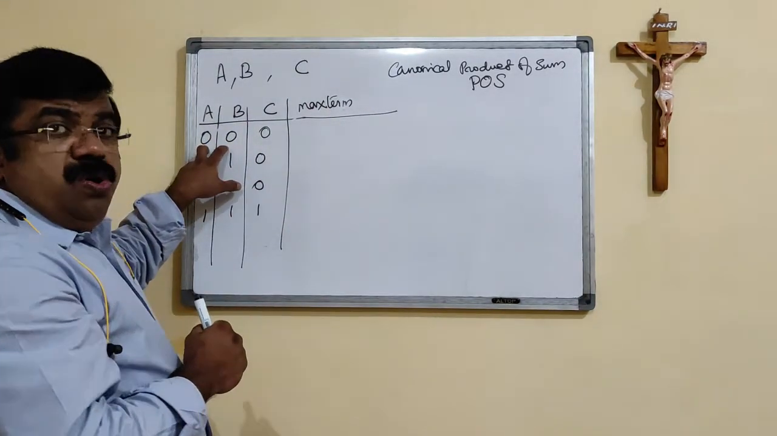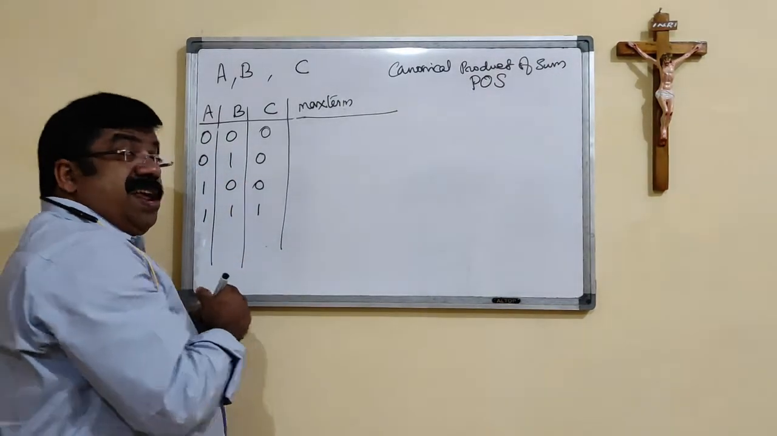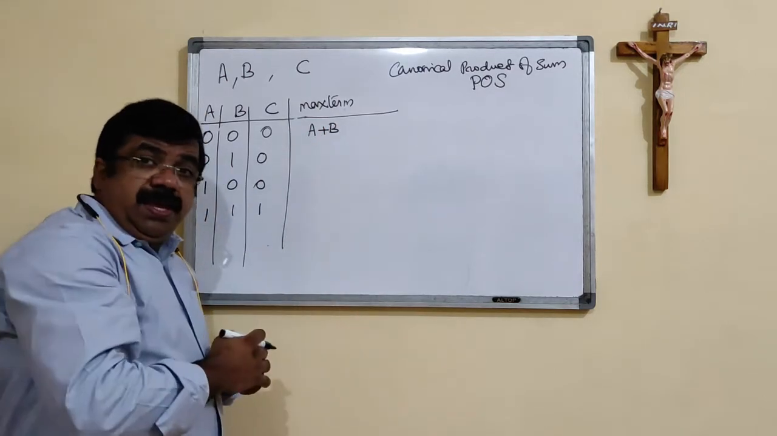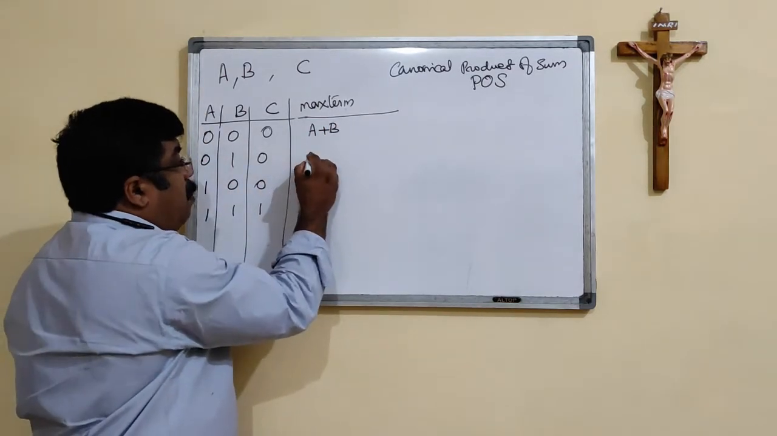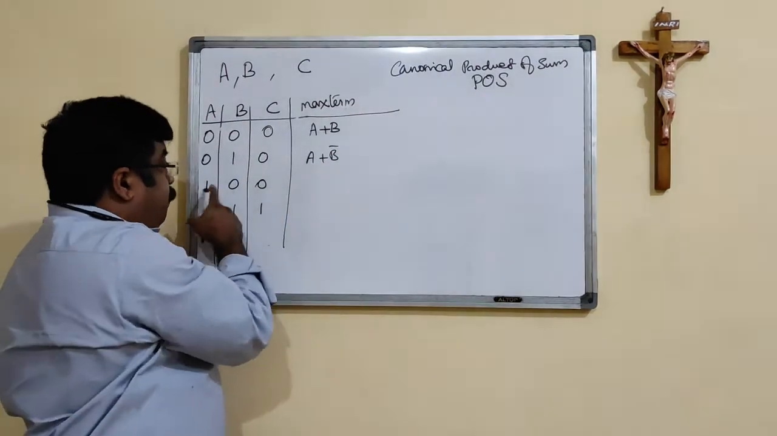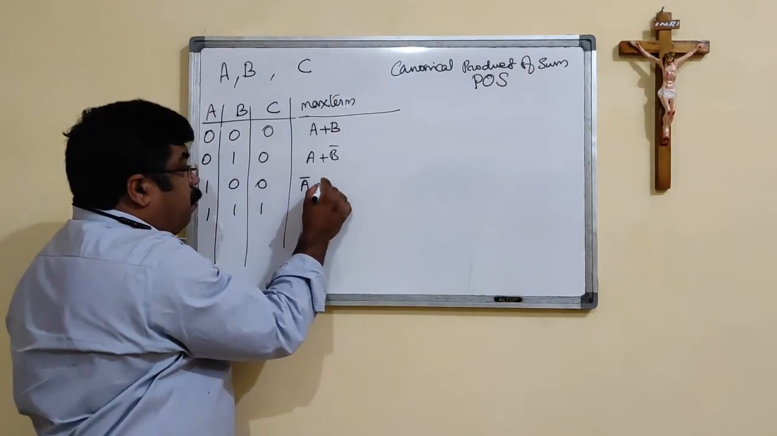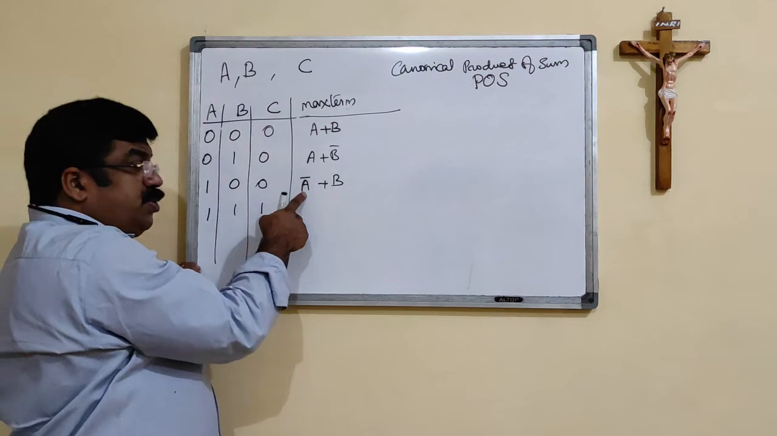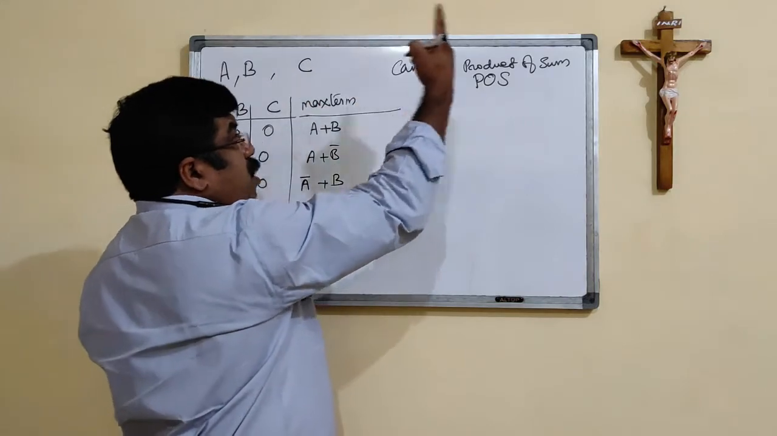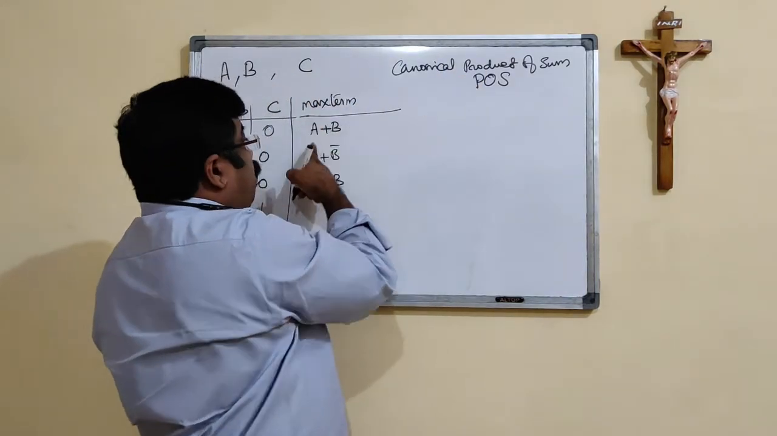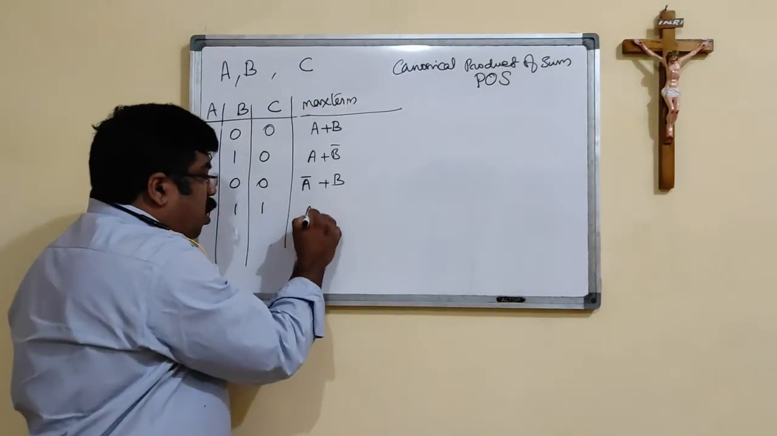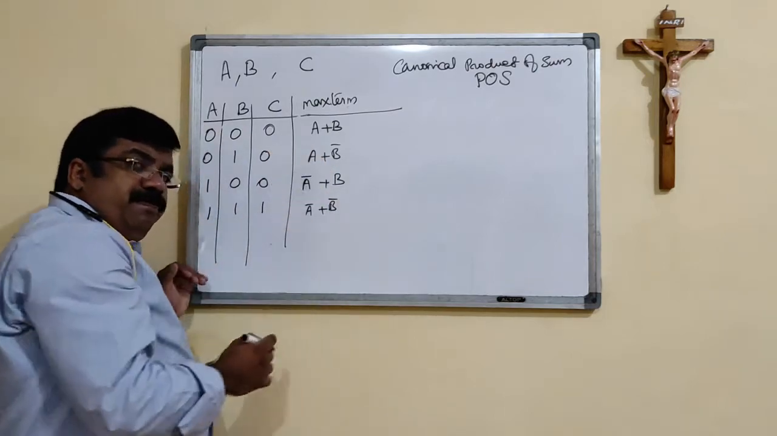Here in the first one, both are 0. So we will write the variables as it is. We will write it as A plus B. This is A plus B bar. The variable which is having a 1 is complemented. This is A bar plus B. Because it is having a value complemented, 0 is written as it is. And it is max term, sum term. So we have written them as the sum terms. Next one is A bar plus B bar.